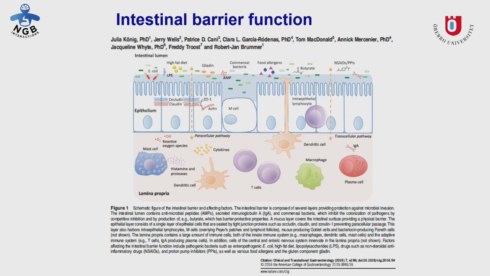And like a spam filter in a computer, you want to get your emails, but you don't want to get your spam mail. And that's the same here. You want to get the nutrition into the body, but you don't want to get toxins or unwanted parts which are in the lumen. You don't want to get them into the body. And therefore, we have a sort of defense system, which is called the intestinal barrier.